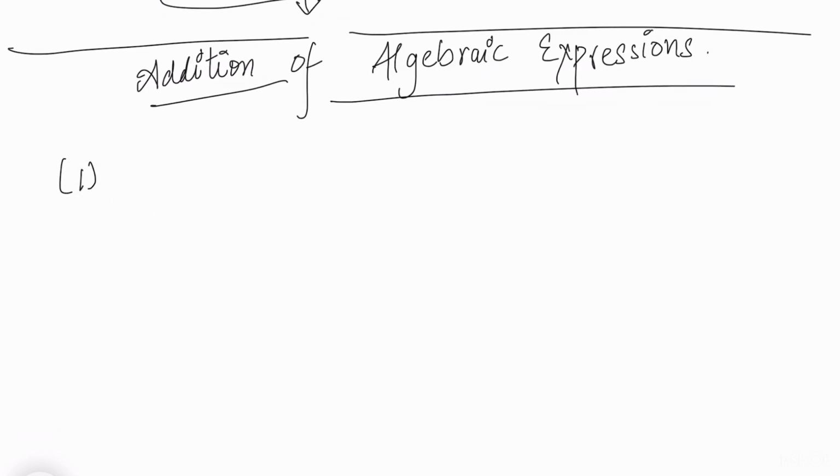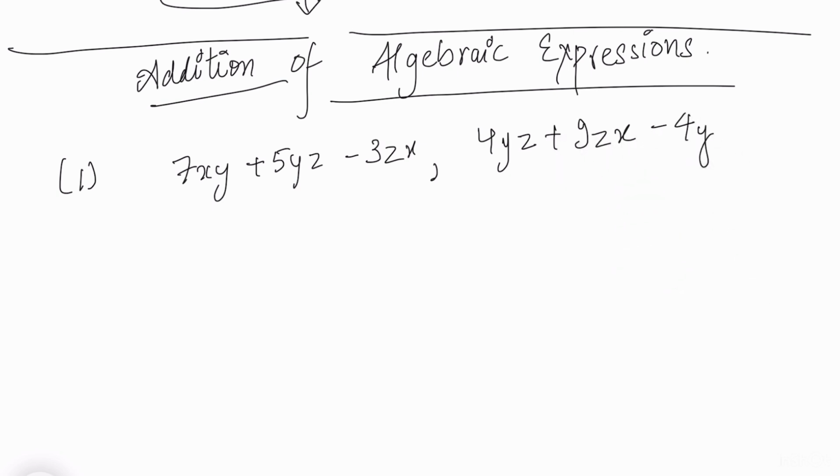So the first question, I'm taking an example from the NCERT only. The first expression is 7xy plus 5yz minus 3zx, then the second expression is 4yz plus 9zx minus 4y. The third expression is 3xz plus 5zx. Now we need to be very careful. If I would write it as a, the answer would be wrong. These are the three expressions. Now the main thing is that like terms should be written one below the other.